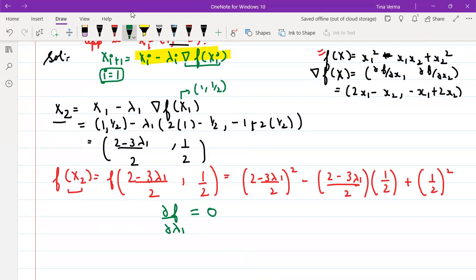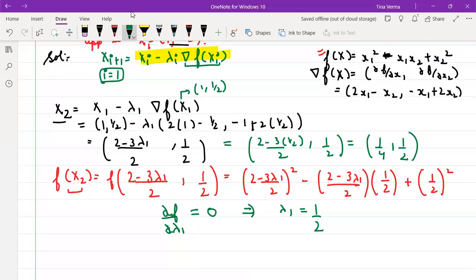Is it clear? So when you partially differentiate it with respect to lambda 1, partially or total differentiable does not make sense because we have a function in only one variable, right? So when you solve this, you will get the lambda value as your half. You can also use df by d lambda 1. Clear है ये चीज? Lambda 1 अब आपको पता चल गया. इसका मतलब मेरा x2 point क्या आया? That is my 2 minus 3 into 1 by 2 upon 2, 1 by 2. So that's the point you got. This is your 1 by 4 comma 1 by 2. Is it clear?